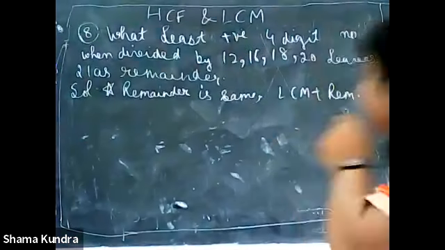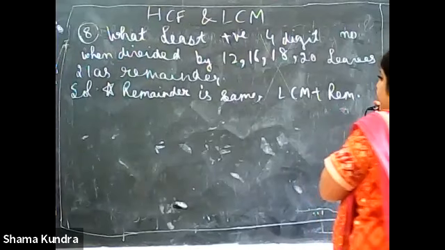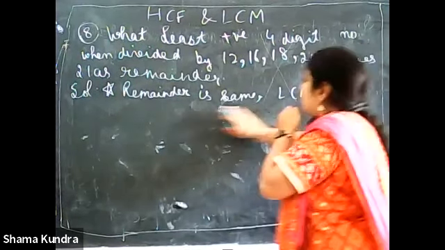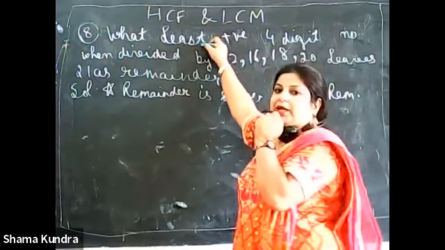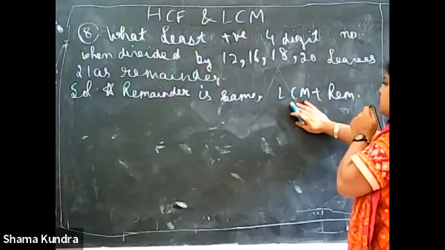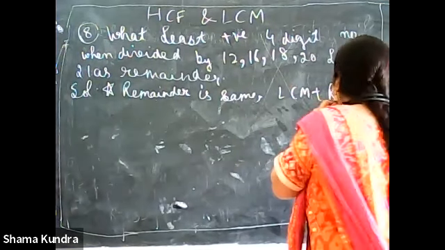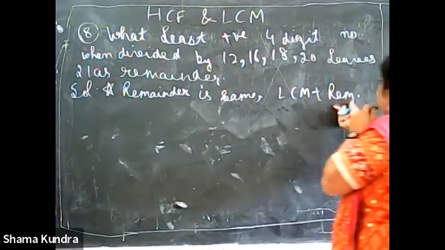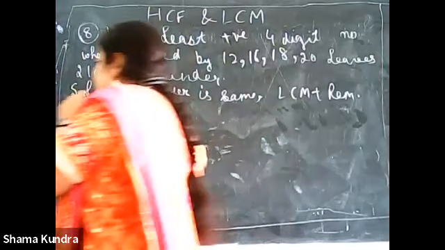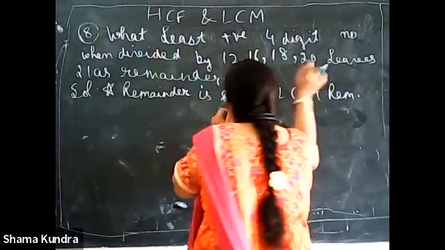Now see the next question. What positive 4-digit number when divided by 12, 16, 18, 20 leaves 21 as remainder? You have to remember this keyword. For least, we have to find the LCM, and when the remainder is the same, you have to use the concept LCM plus remainder always. First of all find the LCM, and then add that single remainder at the end. Since the remainder is single and the same, it is 21.